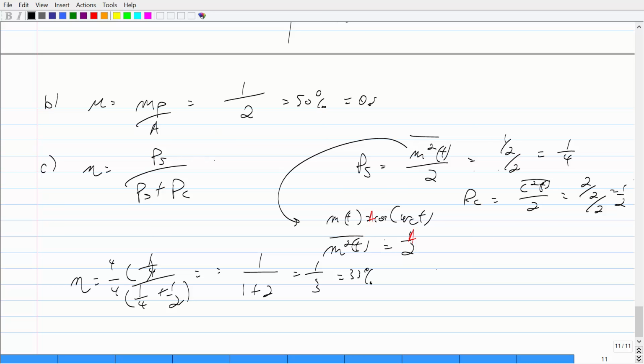So this verifies what we talked about previously. If you just have a single tone modulation message, the maximum efficiency you'll ever get is 33%, and we verified this already through this example. Okay?